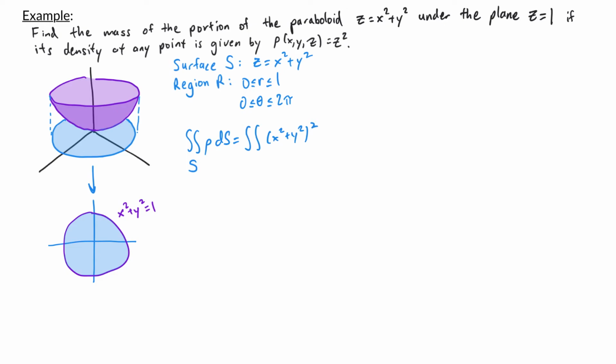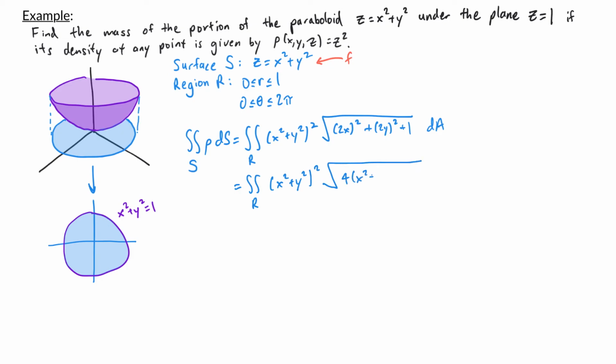And then I want to multiply by the square root of fx squared plus fy squared plus 1. In this problem, f is x squared plus y squared. So I have the square root of (fx is 2x) so that's (2x) squared plus (fy, that's going to be 2y) squared plus 1 dA. And I'm integrating over the region R. This simplifies to the double integral over R of (x squared plus y squared) squared times the square root of 4(x squared plus y squared) plus 1 dA.